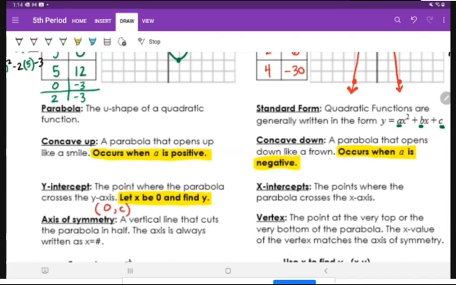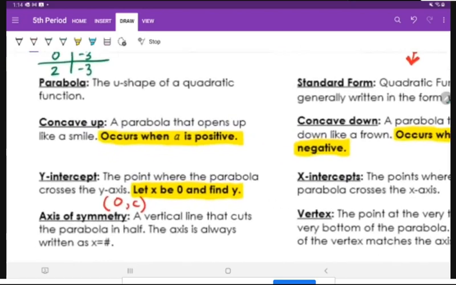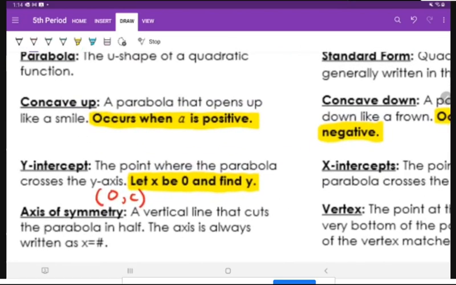So the y value will be c. Your x value on a y-intercept is always 0 because you're letting x be 0 and then you have to find y. Your y value will always be c, whatever that last number is in your quadratic function. So just a little tip for you there to save you some time.